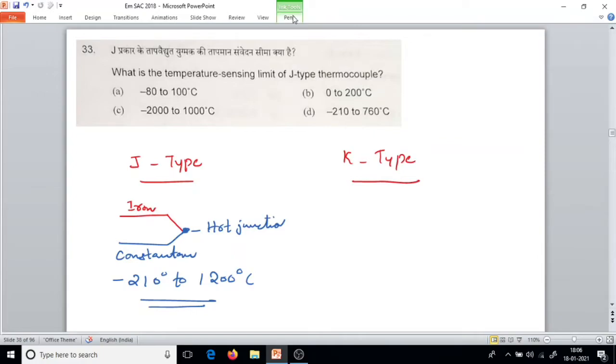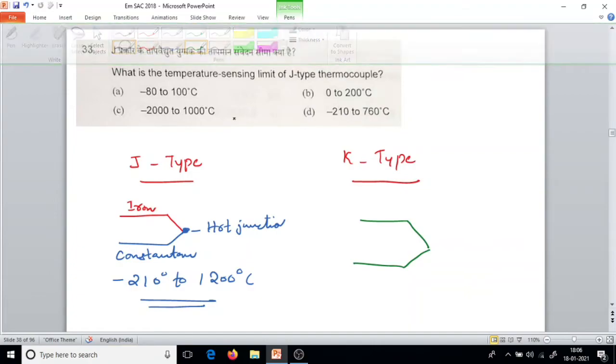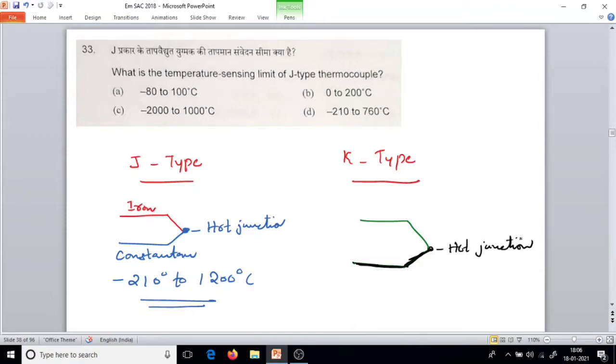And if you take the K-type, it is also similarly a combination of two metals or alloys. It's an alloy. Okay, I'll take a different color pen. So these are two different materials. Two different alloys are used to make the thermocouple. And here this is the hot junction.